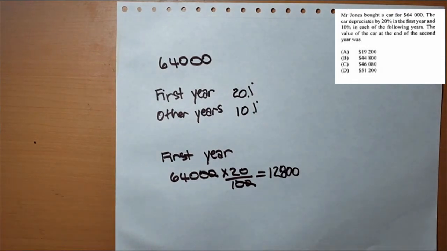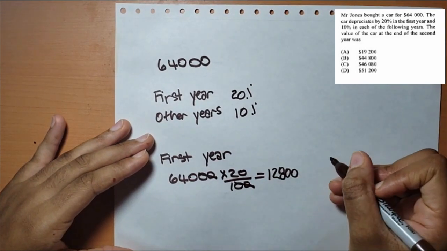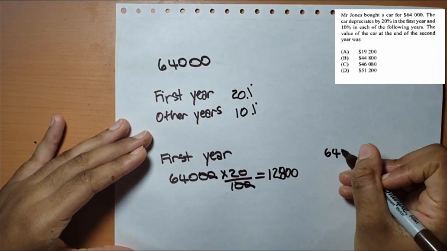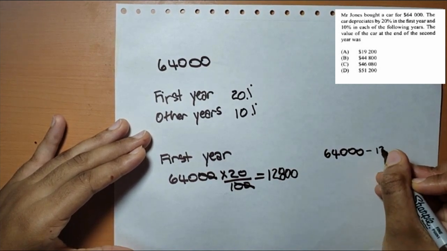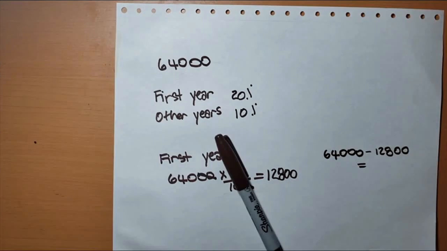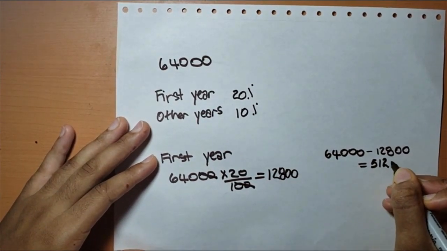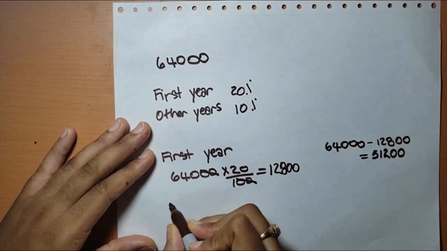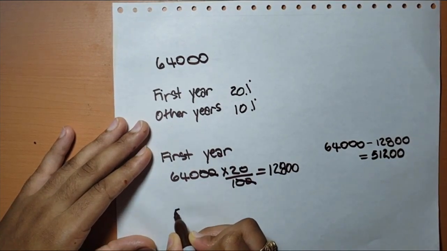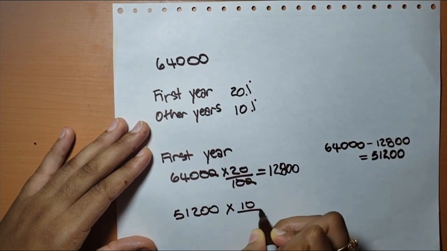So this is how much it depreciated at the end of the first year. So at the end of the first year, the value of the vehicle was 64,000 minus 12,800. So the value of the vehicle at the end of the first year is 51,200. Now we need to find the value of the vehicle at the end of the second year. So at the end of the second year now, you're going to take the value that it is at the end of the first year and depreciate that by 10%.